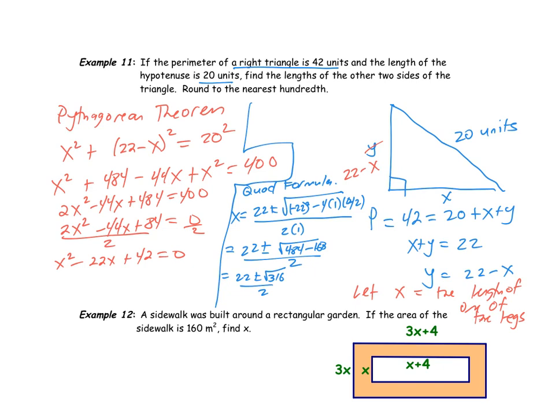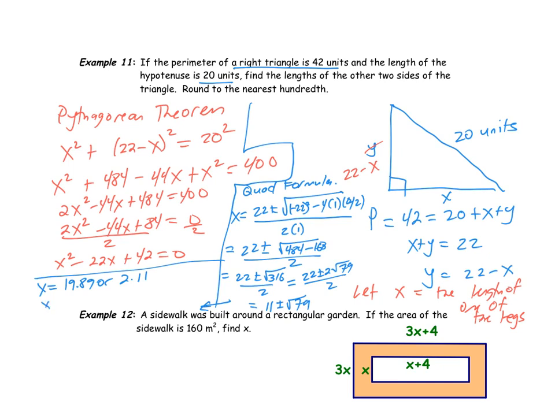316 is divisible by 4. It's 4 times 79. So this becomes 22 plus or minus 2 rad 79 over 2. We can divide everything by 2, so that gives us 11 plus or minus rad 79. And now we need to find out what these two values are. So I'm going to move over here. These two values turn out to be x is equal to 19.89 or 2.11. And remember, x is the length of one of the sides of the triangle.